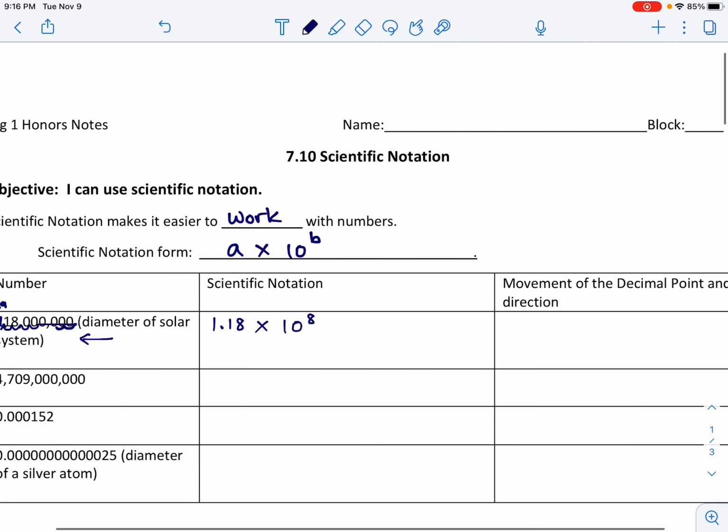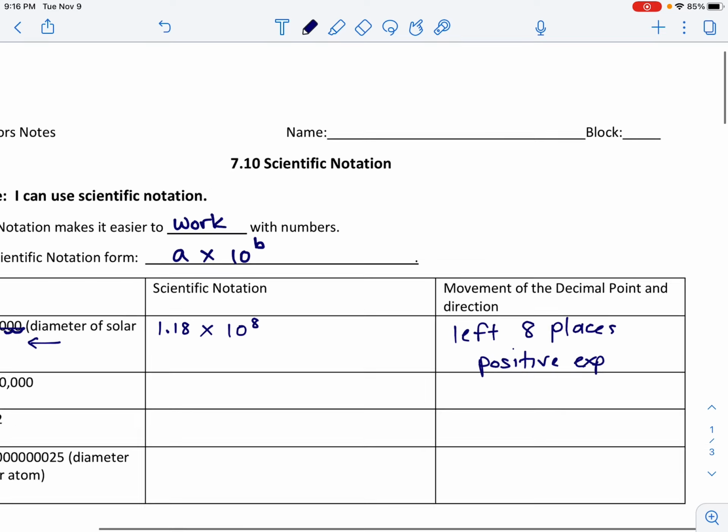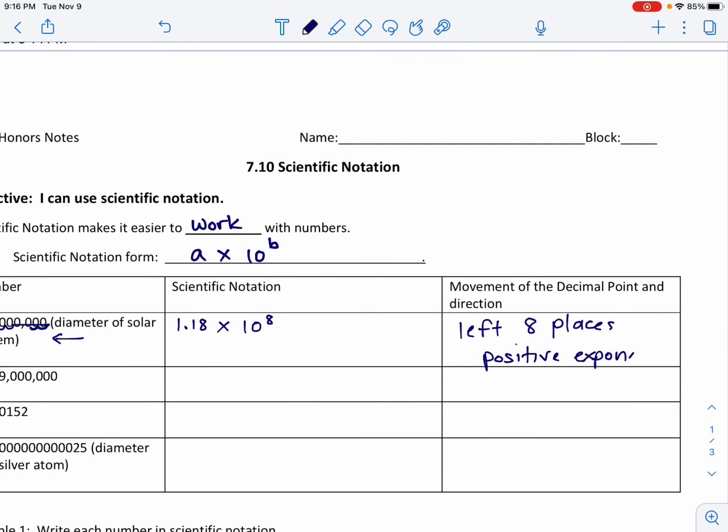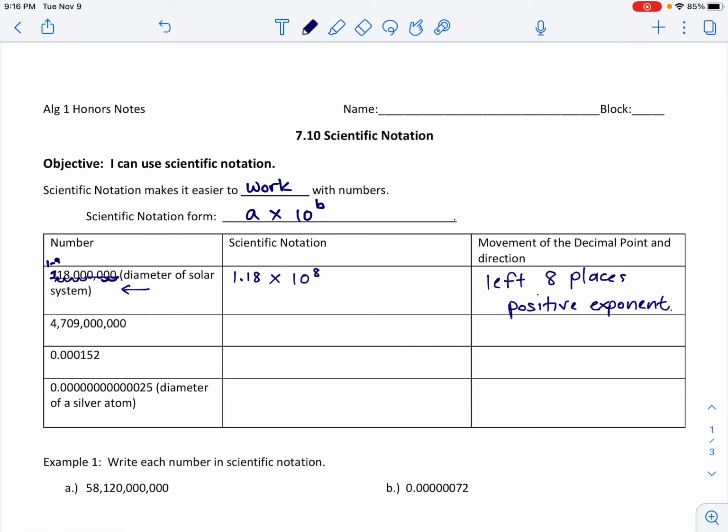So when we move to the left 8 places, it's going to give you a positive exponent. Okay, so that's what that looks like.